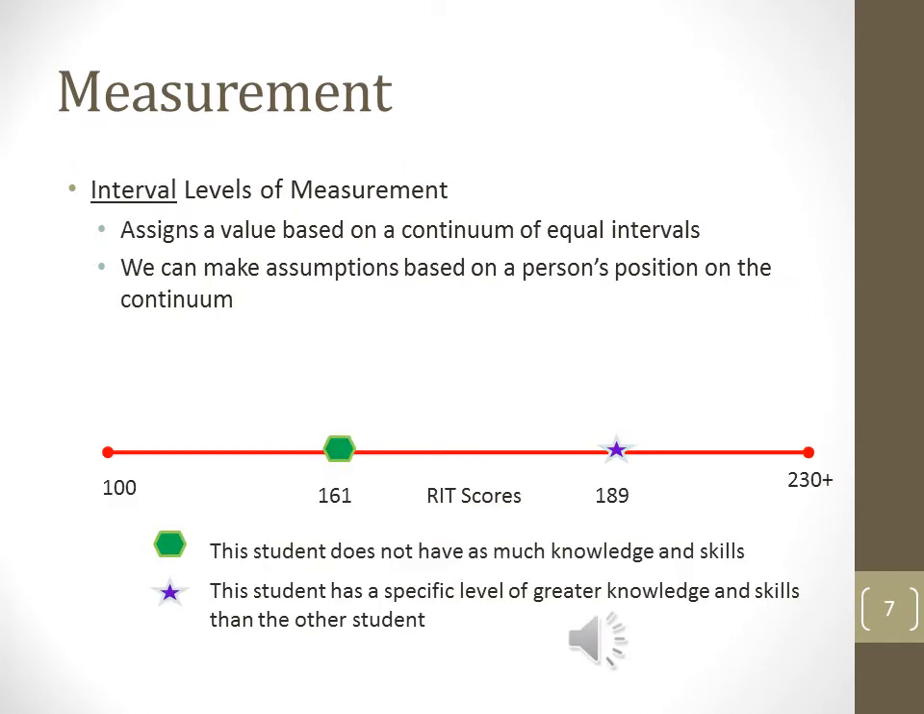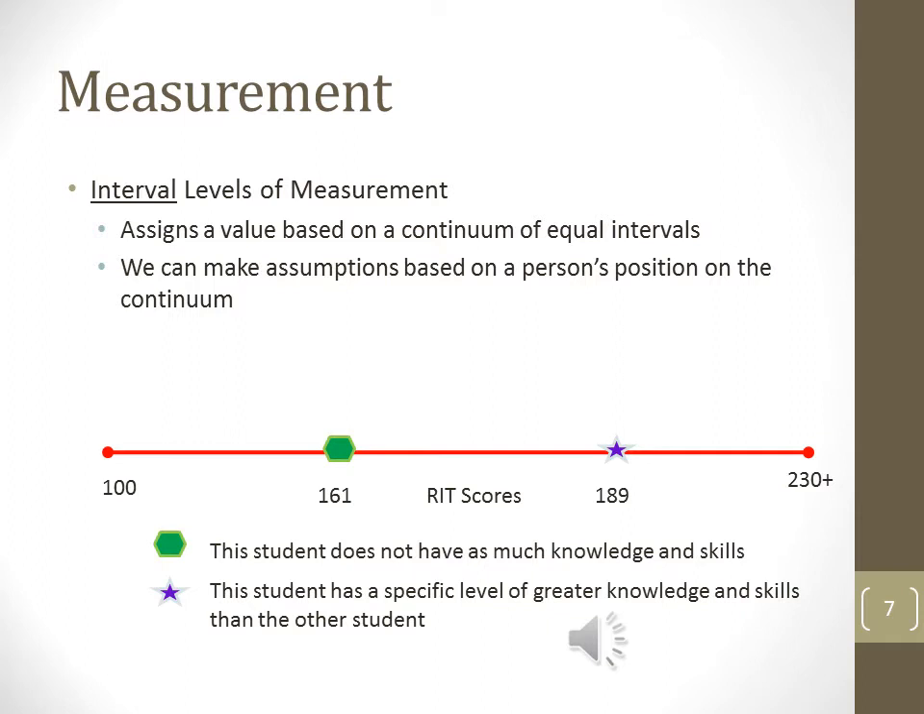The final level of measurement that we're going to talk about is interval. In this case, we assign the value of the variable along a continuum of equal intervals. In this case, we can make discrete assumptions based on a person's position along the continuum, not only that they are better than another person on the continuum, but we can say exactly how much better.